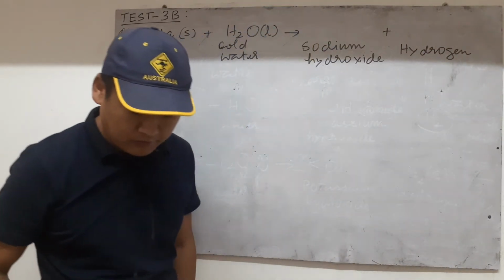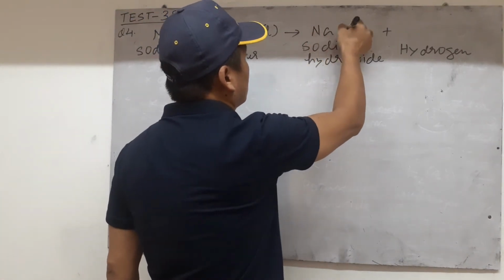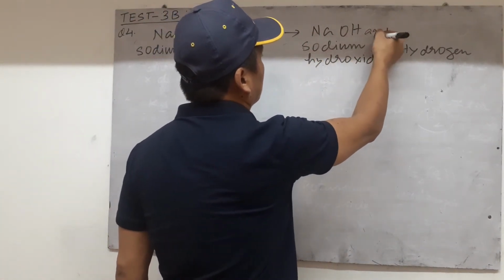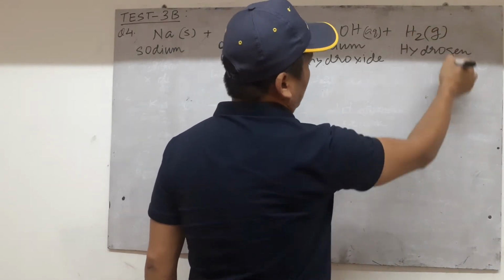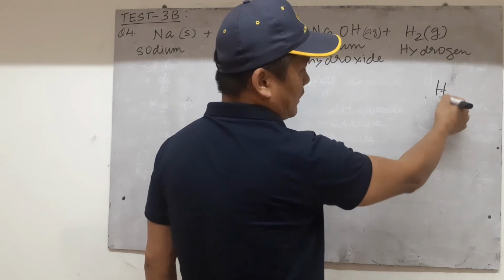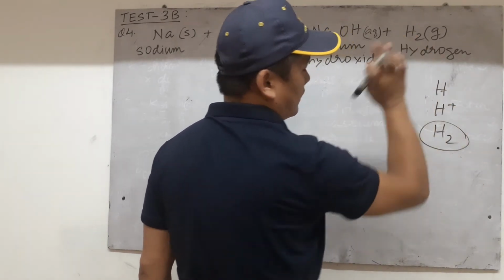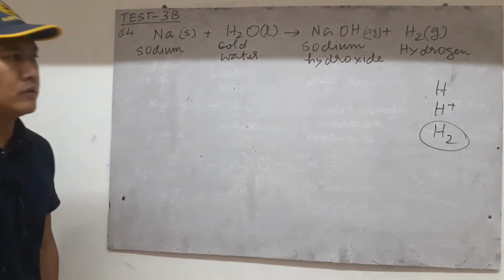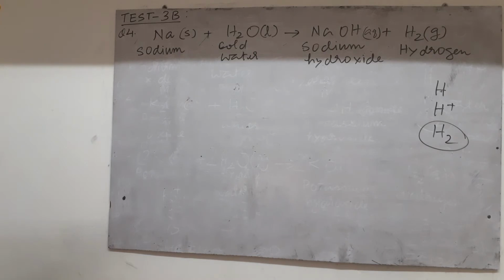Okay, sodium hydroxide in the aqueous form. So Na+ OH- in the aqueous form, and hydrogen means the gas H2. I repeat again, H means hydrogen atom, H+ is hydrogen ion, H2 is the hydrogen. Hydrogen means the gas, hydrogen or hydrogen gas we can call it. So the skeleton equation is ready. Let us do the balancing.